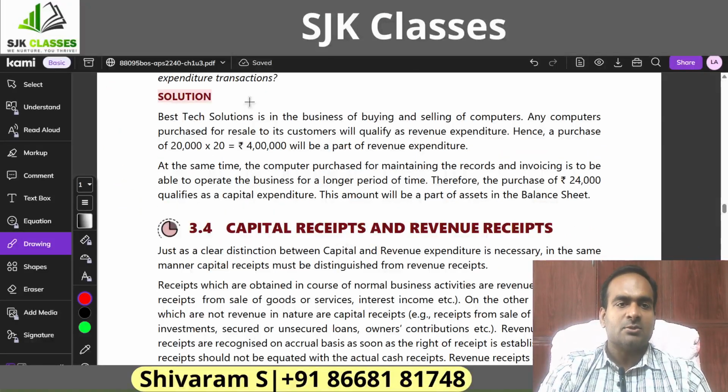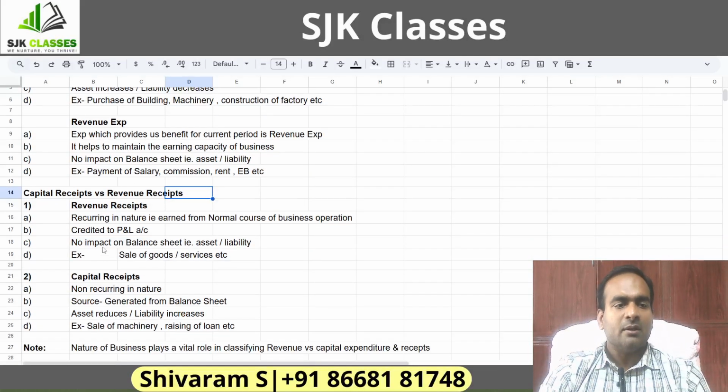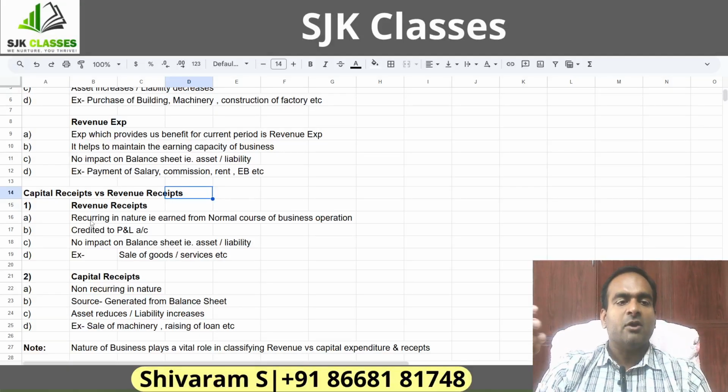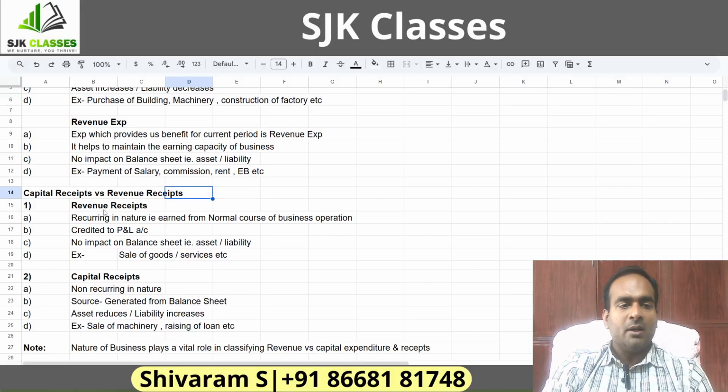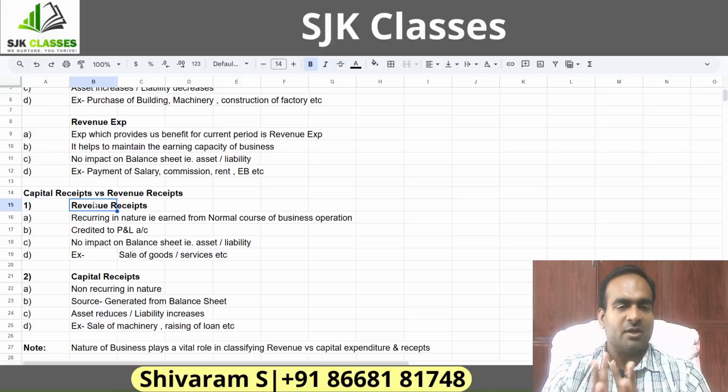Now we'll focus on the next one, which is capital receipts versus revenue receipts. Quite an easy one. Just like the way we had a distinction for the expenditure part, we are going to focus on the receipt part. So what are these capital and revenue receipts? Let's focus on them one by one. Revenue receipts. So what are revenue receipts? They are all those receipts which are earned from the normal course of operation. For example, sale of goods or services will come under revenue receipts.